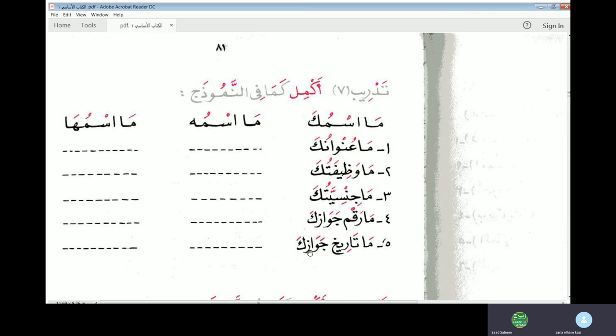Ma tarikh jawazuka, what is your passport date? What is the date of your passport? Ma tarikh jawazuhu, what is his passport date? Ma tarikh jawazuha, what is her passport date?